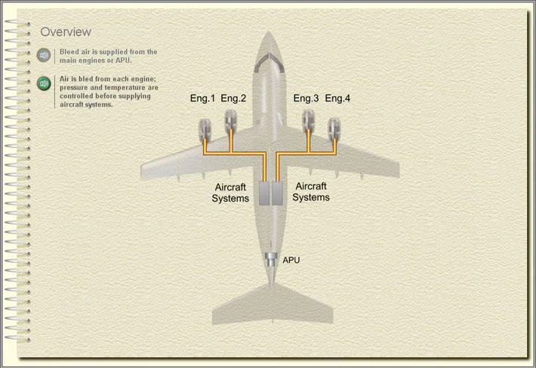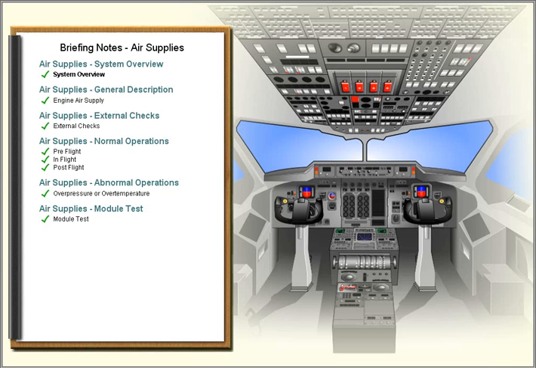Overview. Bleed air is supplied from the main engines or APU. Air is bled from each engine. Pressure and temperature are controlled before supplying aircraft systems. The APU is only capable of supplying a limited air supply.